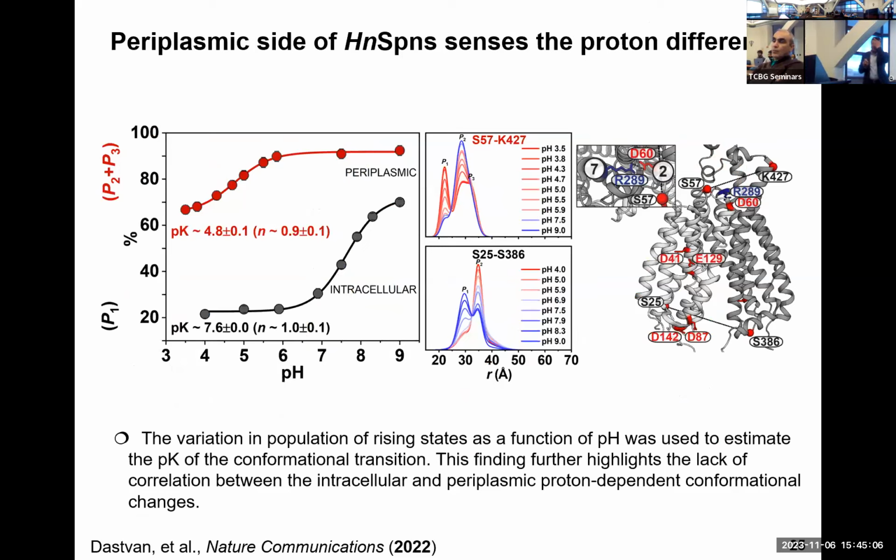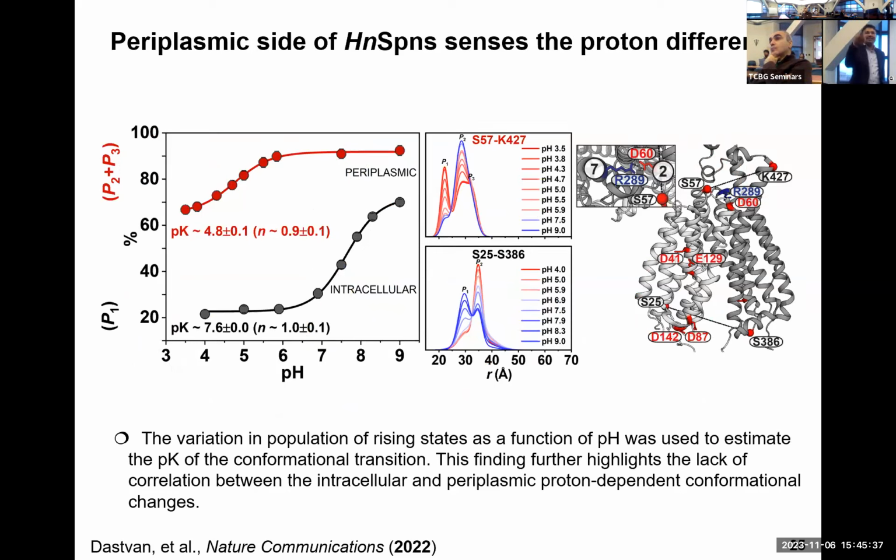Another nice experiment that we can do using DEER spectroscopy is to take those distance pairs that are pH dependent and plot the population rising or going down as a function of pH. We can determine the pK of conformational changes of the protein that reflects the protonation of those acidic residues. We could see that for the intracellular side we have a pK of 7.6, but for the periplasmic side we have a pK of 4.8.